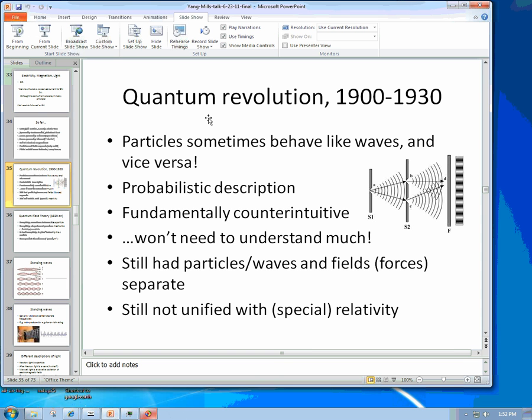But originally it still had particles/waves, the stuff, the matter in the universe, and fields, which were the things that had forces. They kept them separate. Your typical undergraduate quantum mechanics problem says, here's a potential, which is essentially the data of a force field. What does it do to the particle or the wave? And it was still not unified with special relativity, but people knew very early on that that was something you're going to have to do.